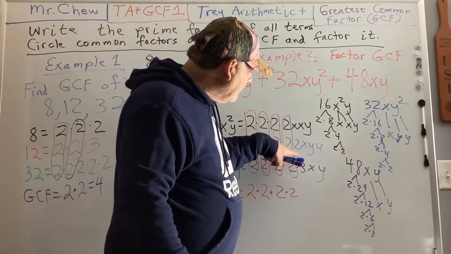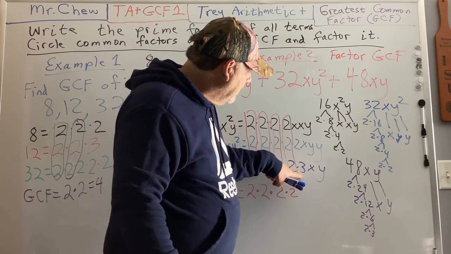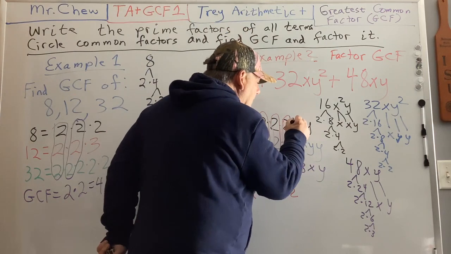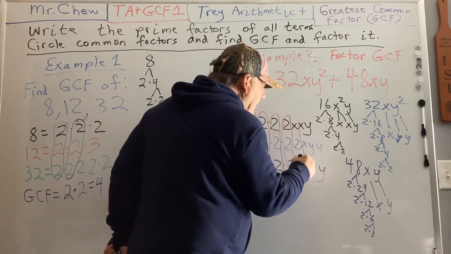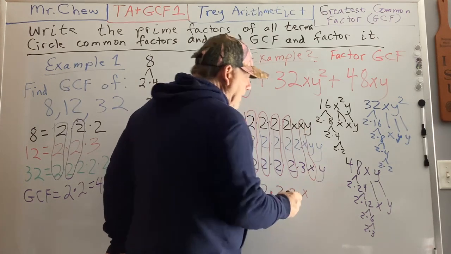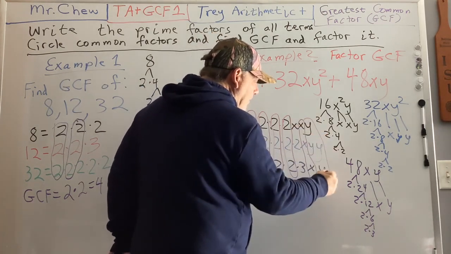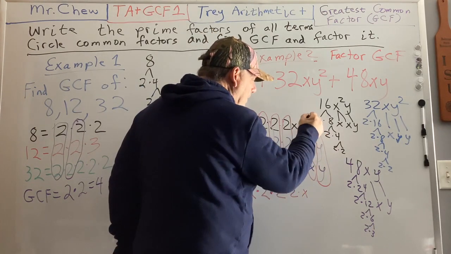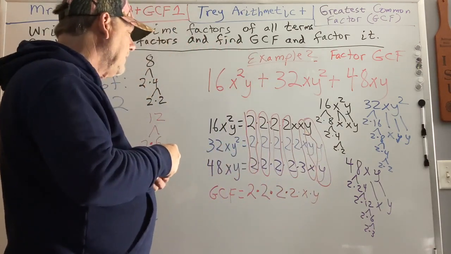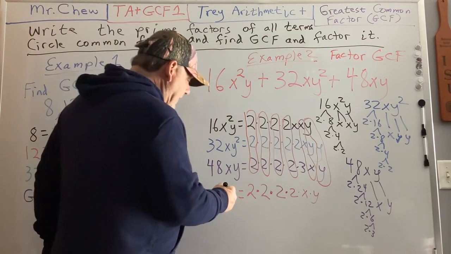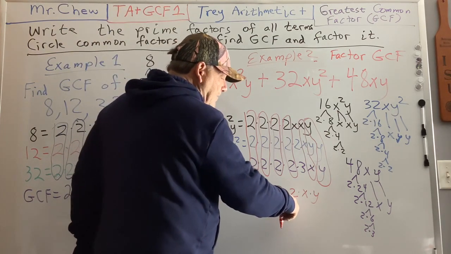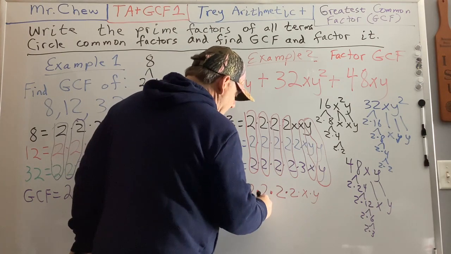I cannot circle this 2 and this 3. But look, I've got an x in all of them, so I can circle that. And then I've got a y in 3 of them. So now I multiply this to find my GCF. 2 times 2 is 4, times 2 is 8, times 2 is 16xy.